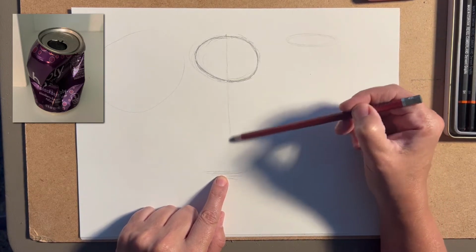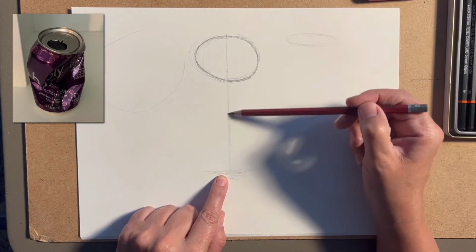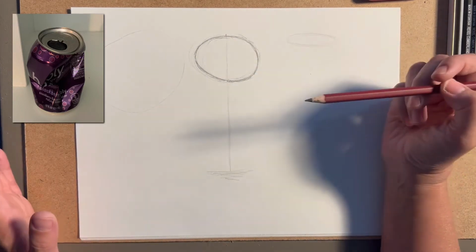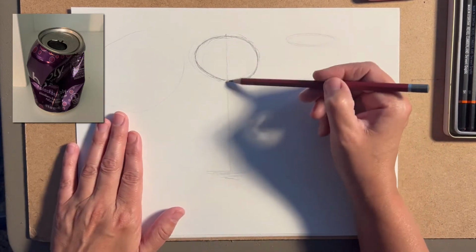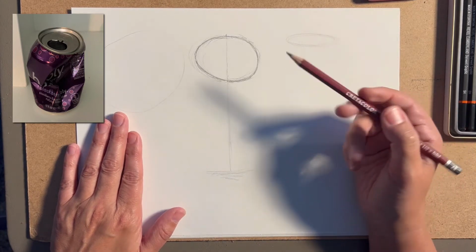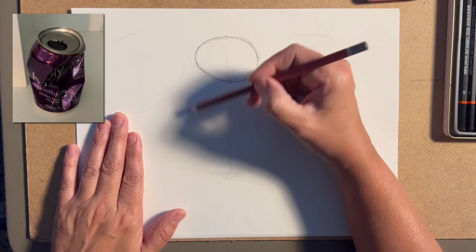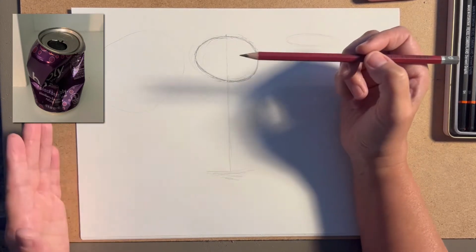Now, if this can were not crushed, it would probably be fairly essential for me to draw this vertical line because it would help me keep everything symmetrical. This can is not symmetrical anymore, but it might help me figure out how far things bend if I have a true vertical in the middle. All right, now I'm going to look at this side first. So I see that it curves out and then it comes back in. So there are a few things that I have to figure out.